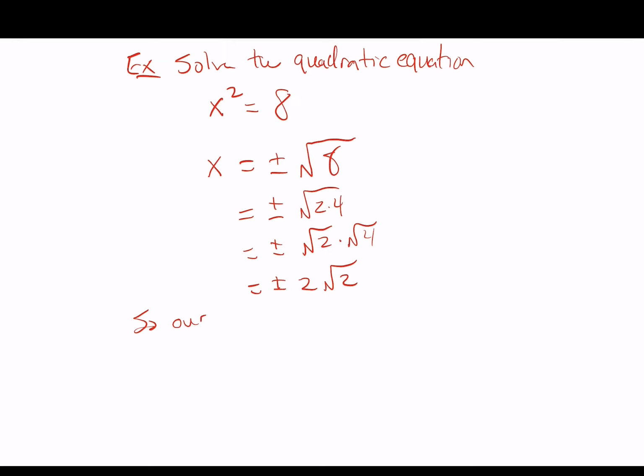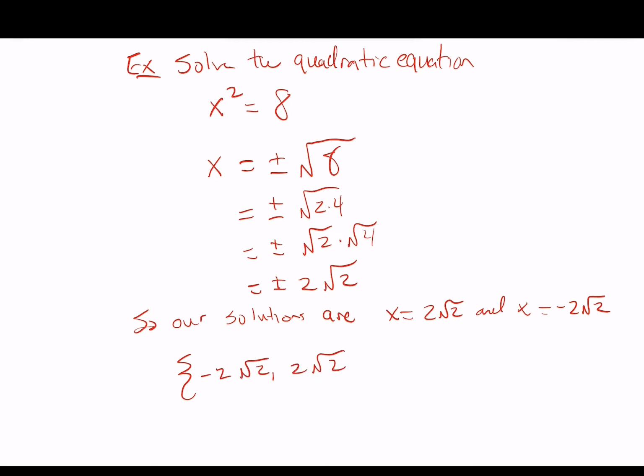So our solutions are x is equal to 2 times the square root of 2, and x is equal to negative 2 times the square root of 2. Solution set being negative 2 times the square root of 2 and 2 times the square root of 2.